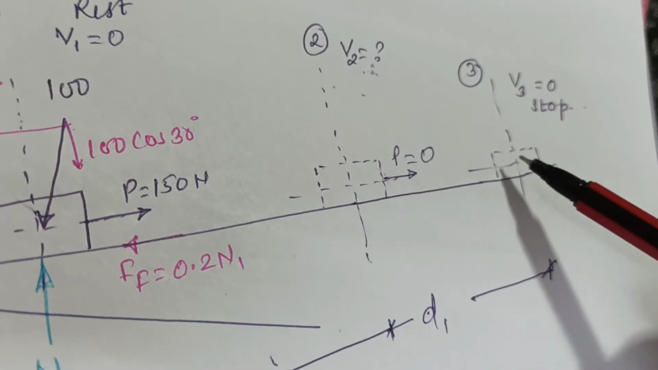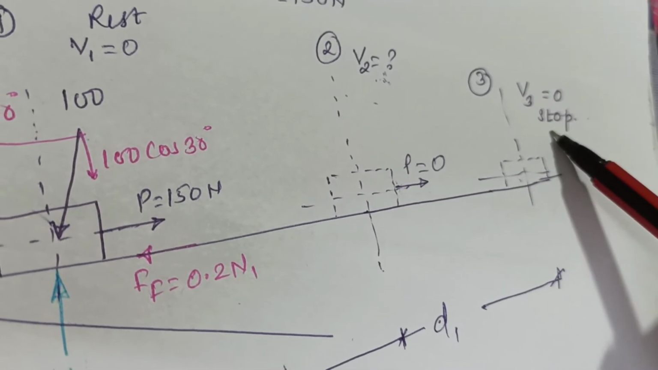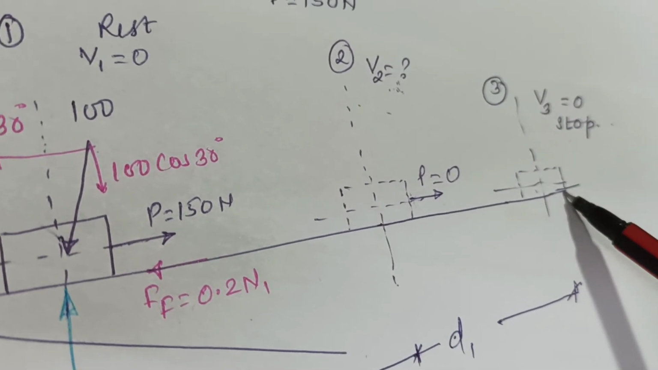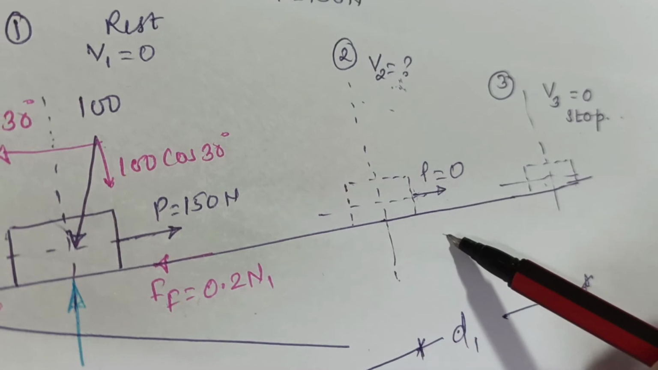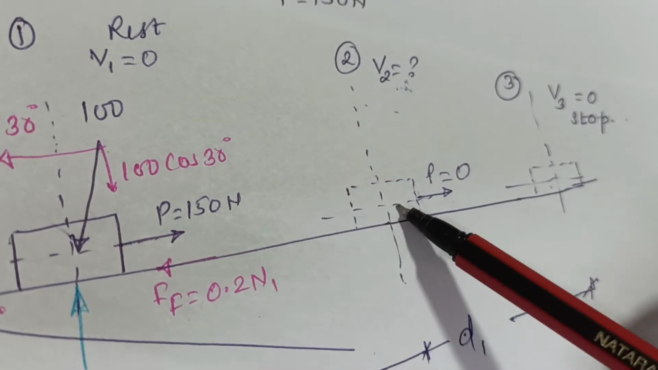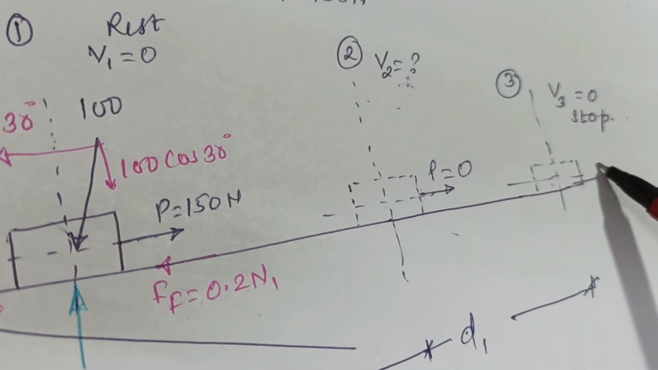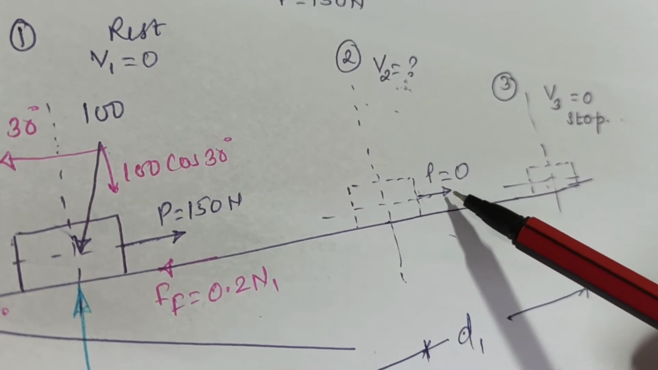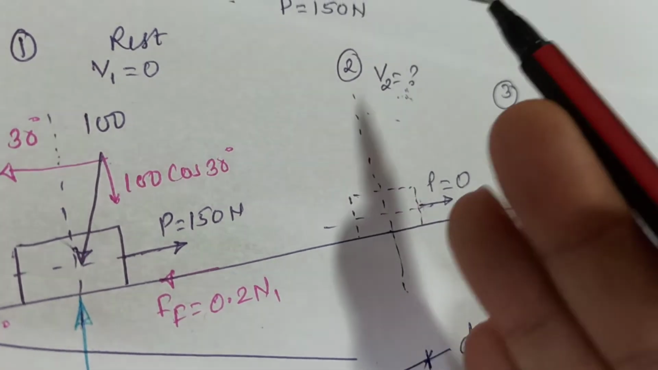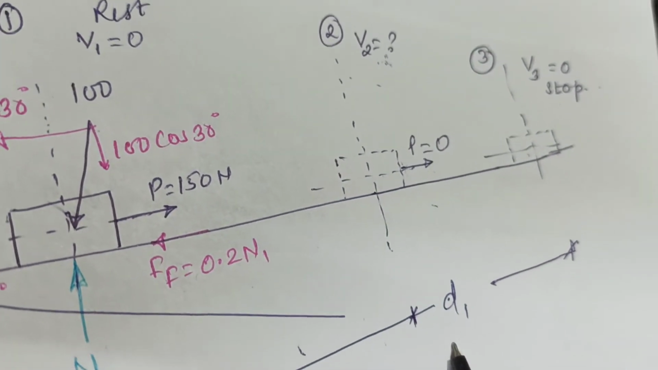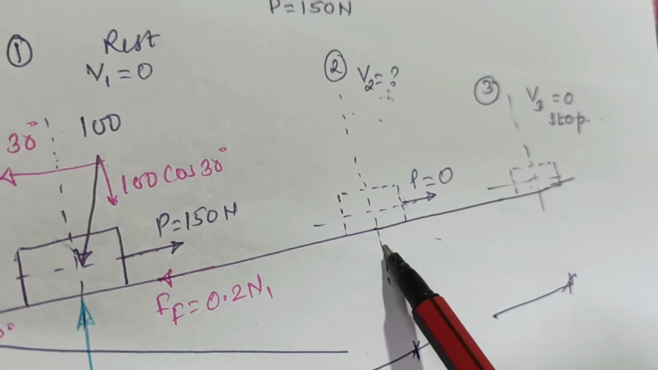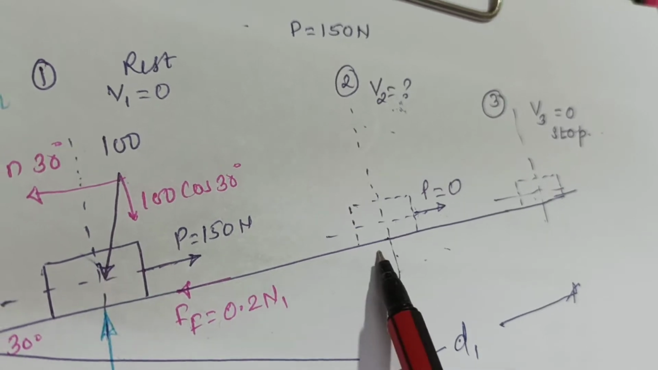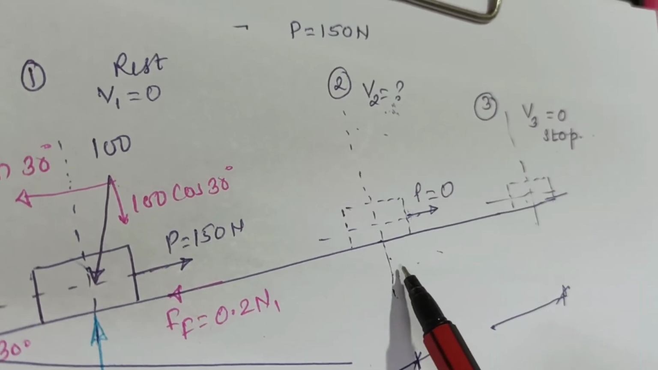Now the block will continue to move until its velocity becomes equal to 0. When its velocity becomes equal to 0, the block will come to rest. So whatever is the momentum gained by the block when the force P equal to 150 newtons is applied, due to that momentum the block is moving upwards, and at a distance of 3 meters the force P is equal to 0, because the force P is removed. So after this the block moves the distance of d1. Now we will apply the work energy principle between position 2 and 3. Initially we had applied between position number 1 and 2. Now we are going to apply between position number 2 and 3.